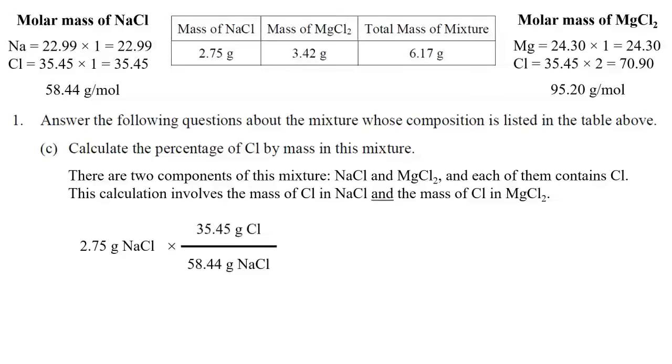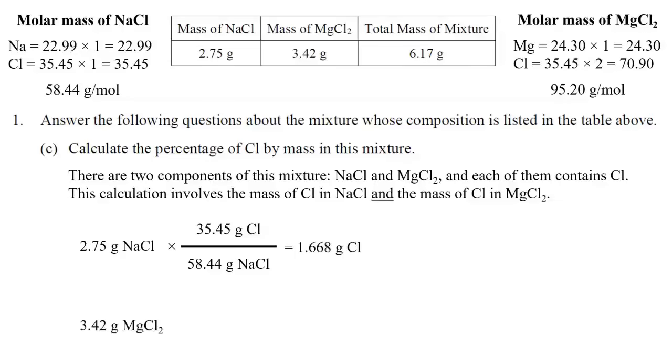Again, that comes from the information in the periodic table. We'll do that math. So times 35.45 divided by 58.44, 1.668 grams of chlorine. And just put that on the side for a moment, and we'll repeat the process for magnesium chloride.